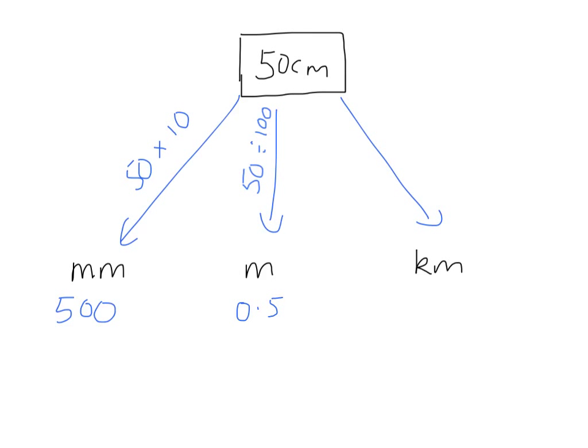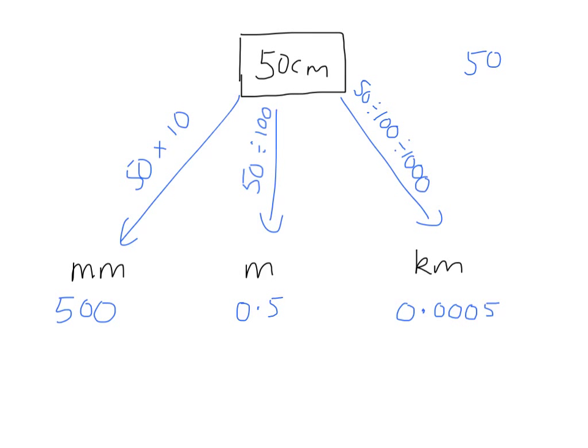Now to convert 50 centimetres into kilometres. Well, if I did 50 divided by 100, that told me how many metres there are, and we know that there are 1,000 metres in a kilometre, so it's going to be 1,000 times smaller than that. So I've got to do 50, divide by 100 to turn it into metres, and then divide by another 1,000 to convert it to kilometres. And that's 0.0005.